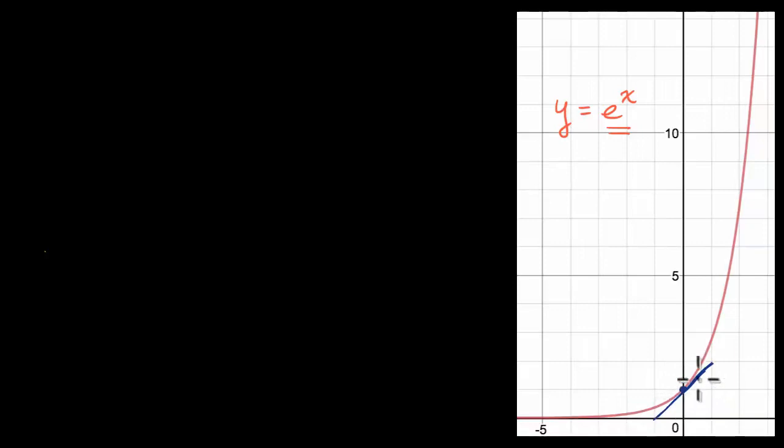What about when e to the x is equal to 2, right over here? Well, here, let me do this in another color. The slope of the tangent line sure looks pretty close to 2. What about when e to the x is equal to 1/2? So that's happening right about here. Well, it sure looks like the slope of the tangent line is about 1/2.